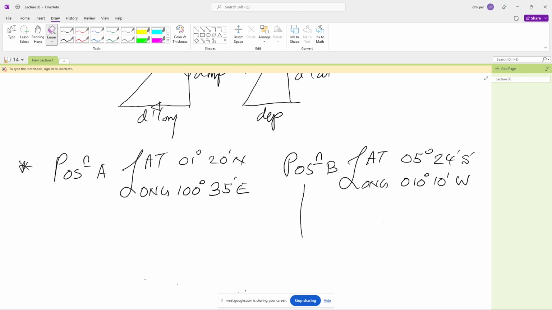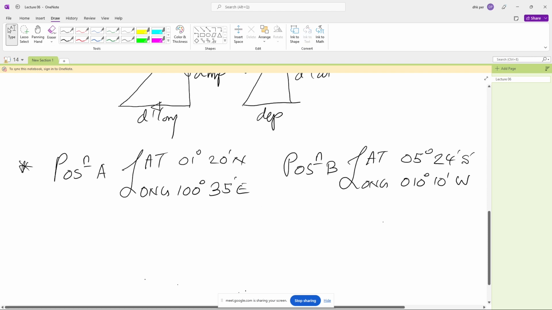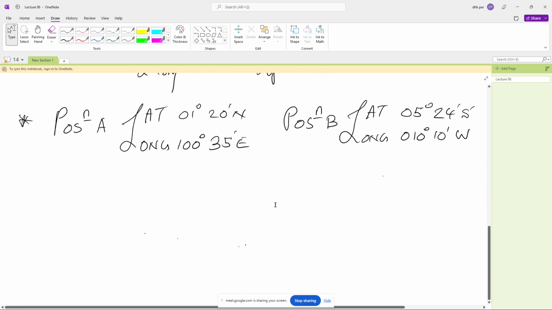If you can remember, in order to find the D lat and D long, I'm always using a different method.